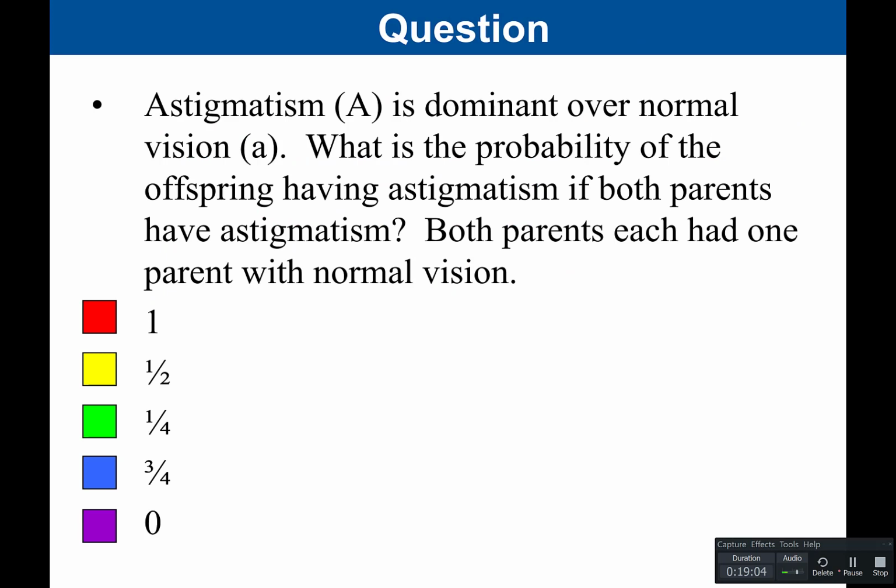So, question for you. Astigmatism is dominant over normal vision. What is the probability of offspring having astigmatism if both parents have astigmatism? Both parents each had a parent with normal vision. So, red, 1, yellow, 1/2, green, 1/4, blue, 3/4, or purple, none. So pause your video, and when you're ready, push play.